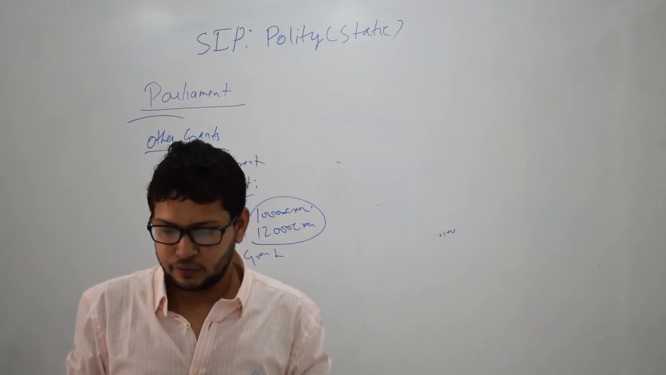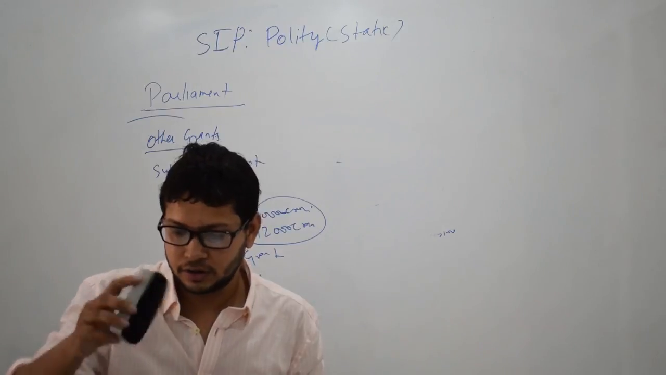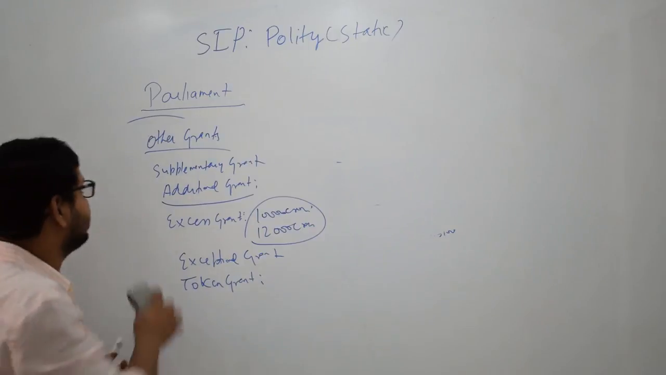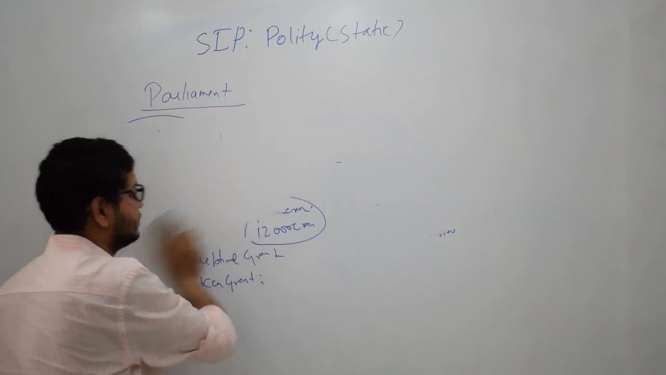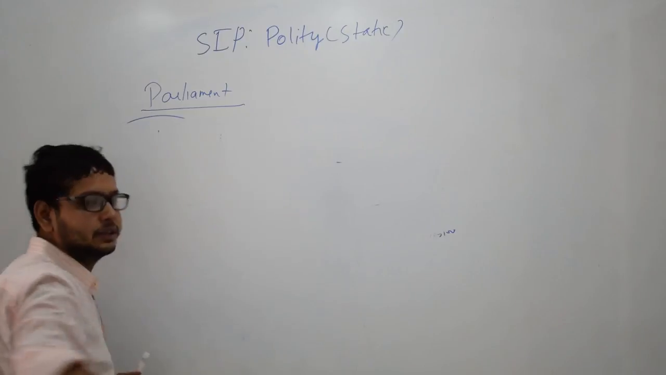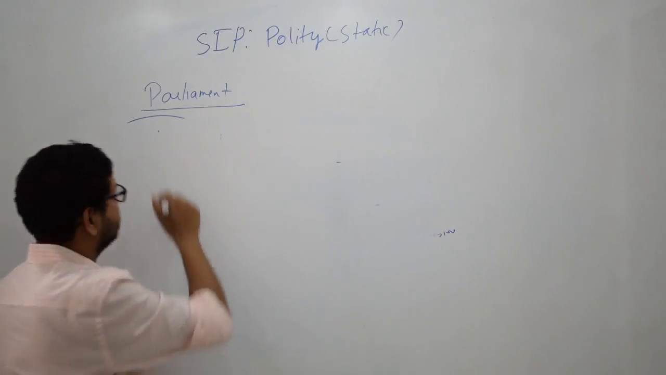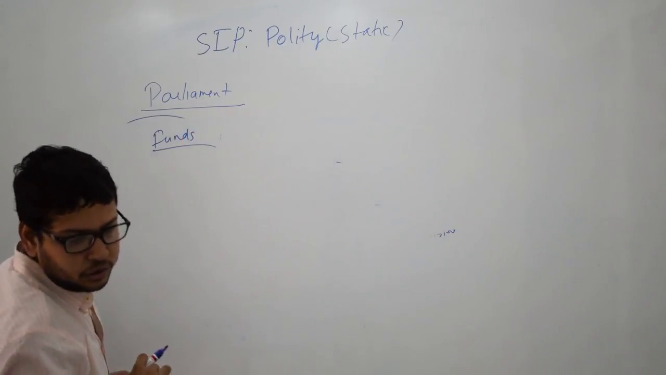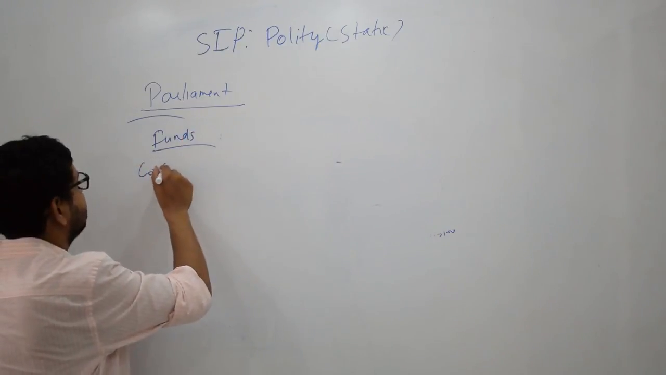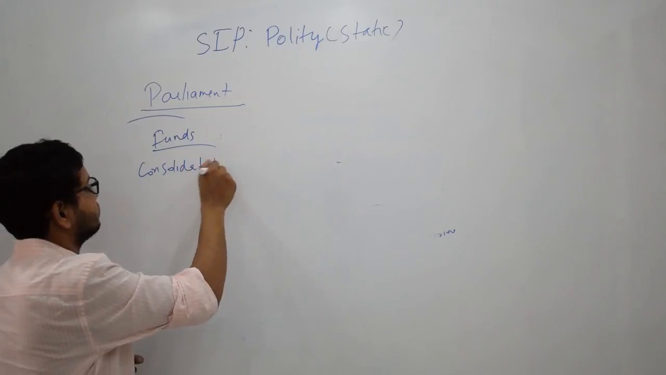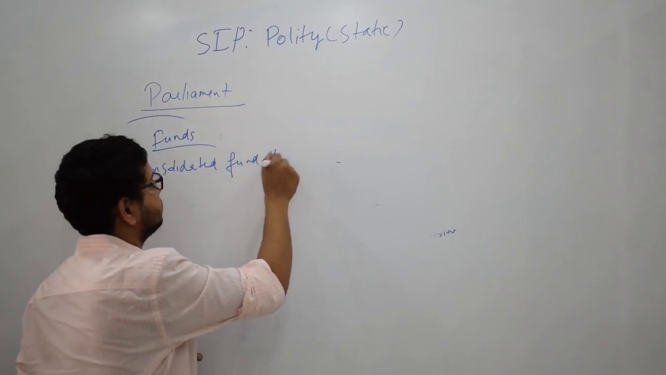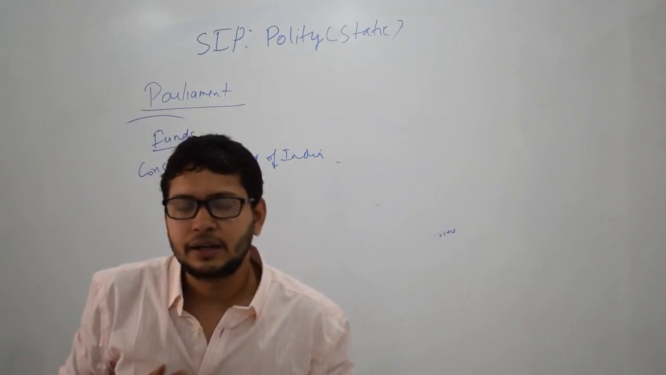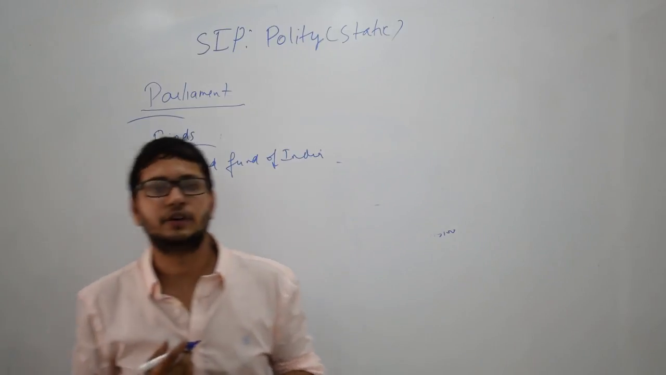Now the Constitution of India provides for the following 3 funds for the central government. This is again very important because UPSC has been asking questions on it for the last 4 or 5 years. So these three funds are the Consolidated Fund of India, Public Accounts of India, and Contingency Fund of India.